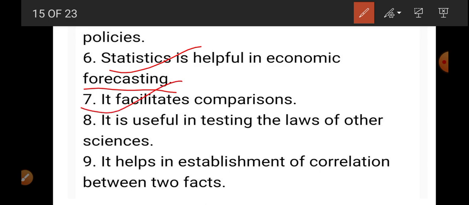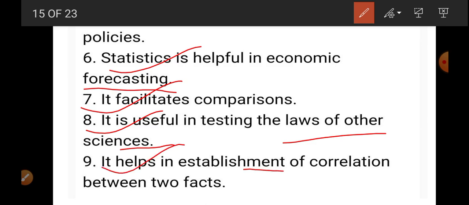It facilitates comparison. GDP of China, GDP of India, GDP of America, Britain. So we can compare this data to see which country is most affected by this COVID, this lockdown. So it facilitates comparison. It is useful in testing the laws of other sciences. So it is very helpful. There are many theories, the law of demand, the law of supply. Whether it is true or not true, statistics helps us to test it.